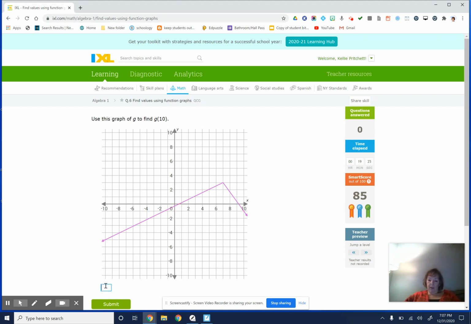So before I move on from this one, I just want to point out one thing, that if it's in parentheses, that's your x value, and you're figuring out what your y value is, even if they say a different letter.